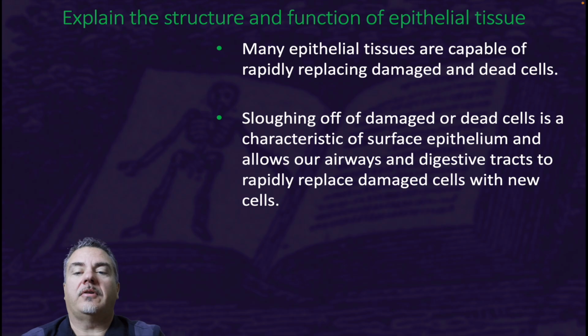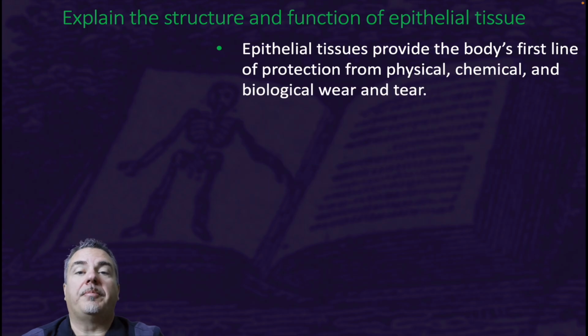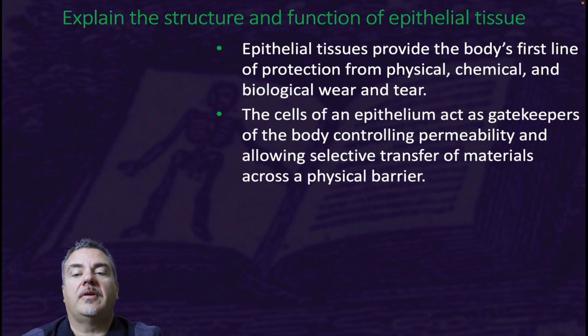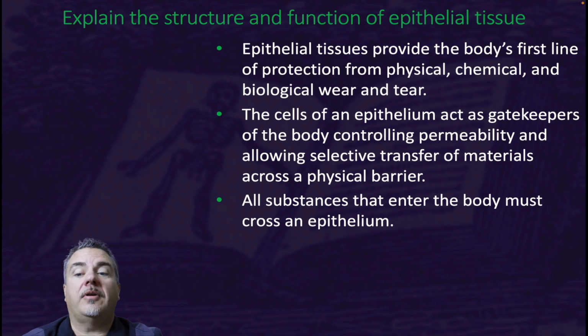Many epithelial tissues are capable of rapidly replacing damaged and dead cells. Sloughing off of damaged or dead cells is a characteristic of surface epithelium and allows our airways and digestive tracts to rapidly replace damaged cells with new cells. Epithelial tissue provides the body's first line of protection from physical, chemical, and biological wear and tear. The cells of the epithelium act as gatekeepers of the body, controlling permeability and allowing selective transfer of materials across a physical barrier. All substances that enter the body must cross an epithelium.